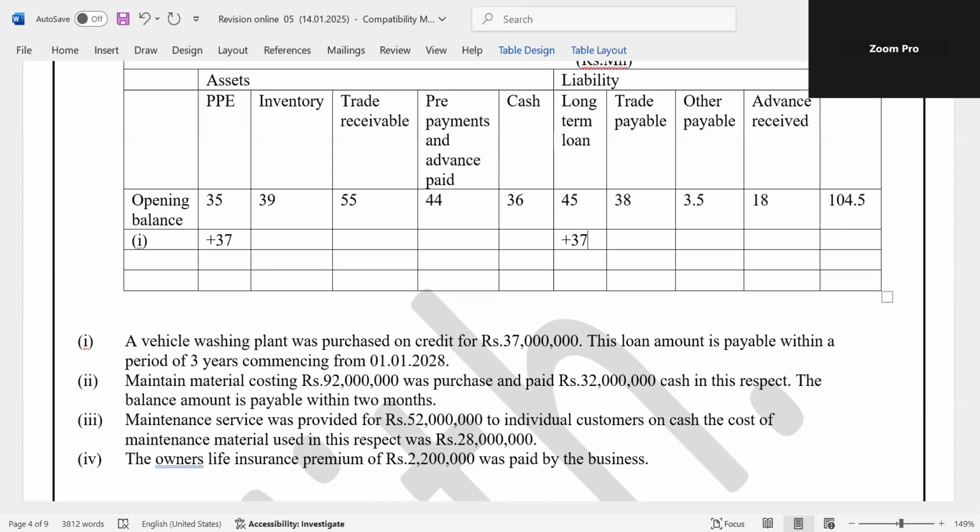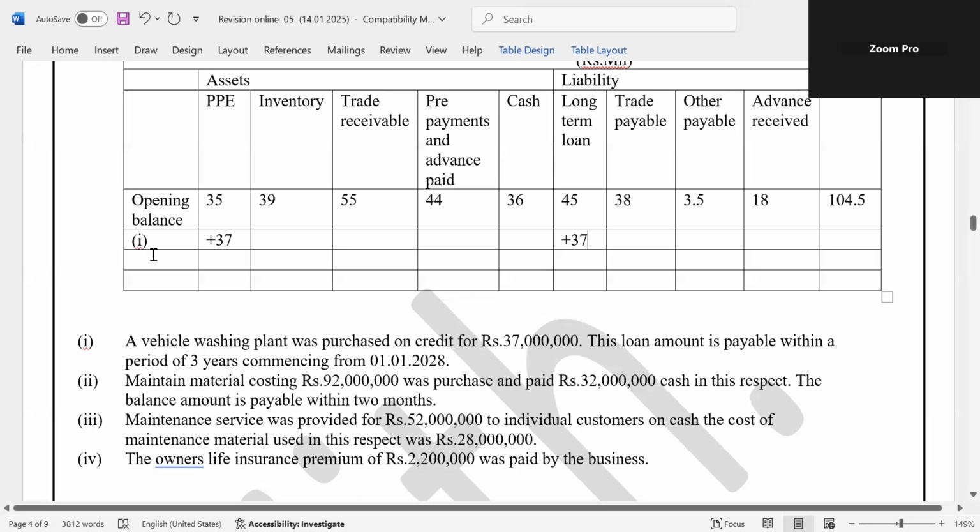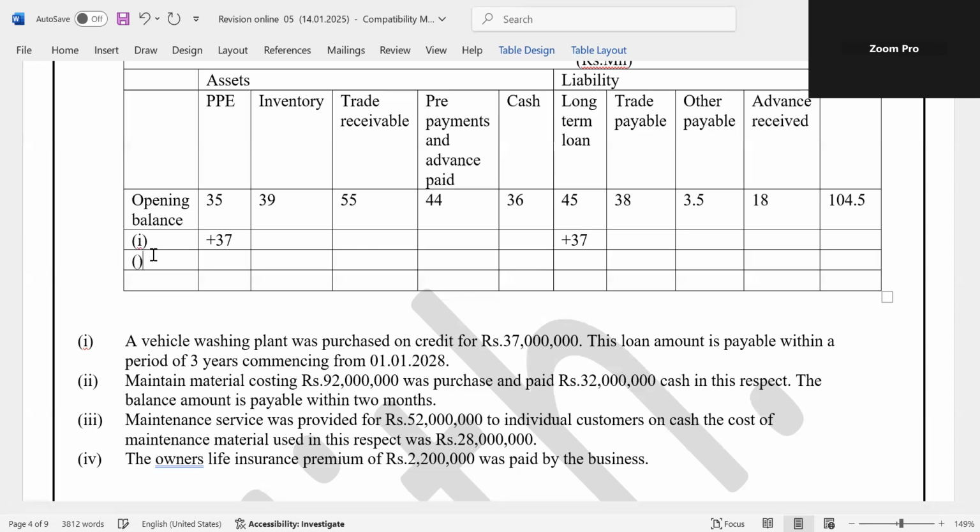Think of the second one. Maintenance material costing 92 million was purchased and 32 million was paid in cash. The balance amount is payable within 2 months. It is called a credit purchase. Second transaction, credit purchase.